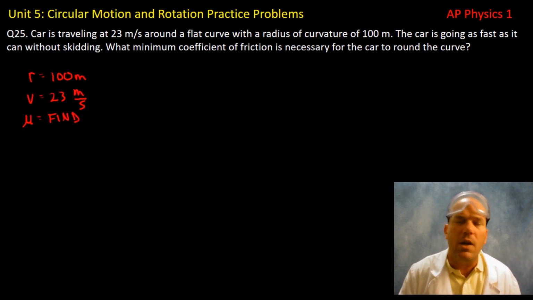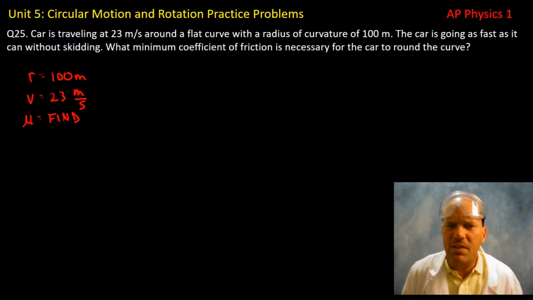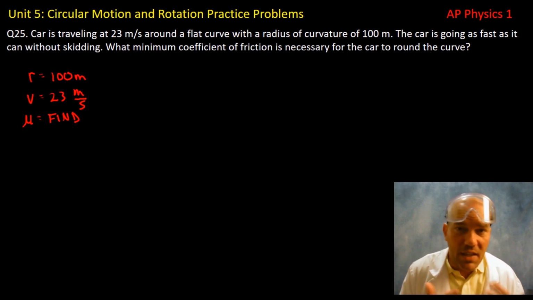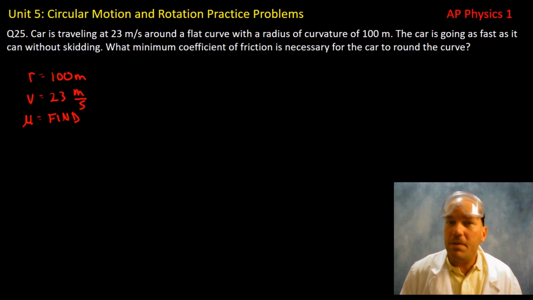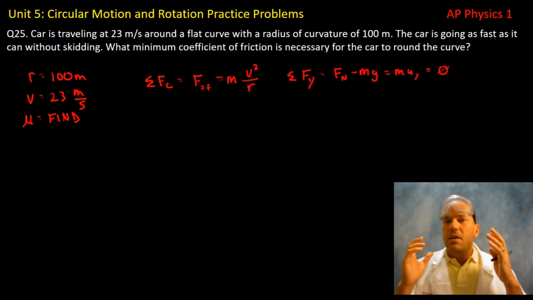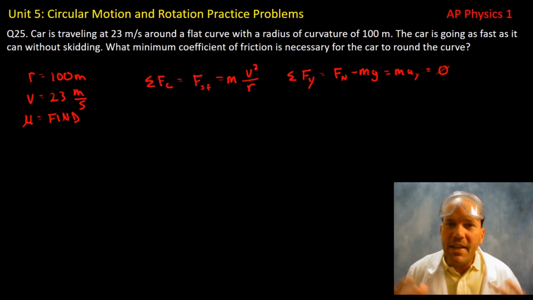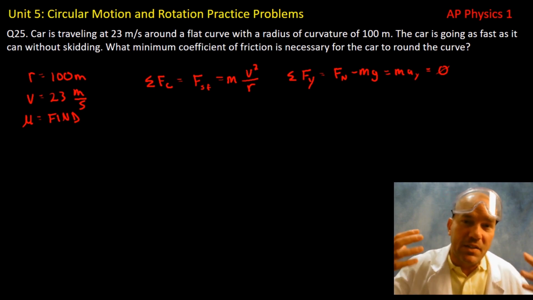Let's write down what we know. We know the radius of curvature, we have the velocity, and we're asked to find mu. So we really don't know a lot. Many students have come up to me about this problem and said, you forgot some information in here. No, you have everything you need to solve this problem. Let's do what we always do. Let's sum the inward forces, and let's sum the vertical forces, even if we don't think it's going to help us, because it will.